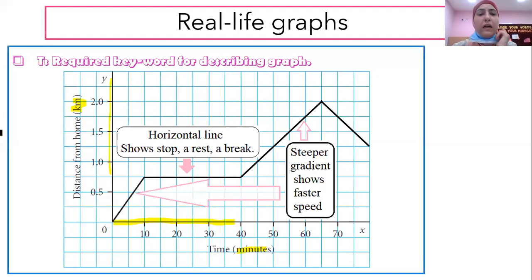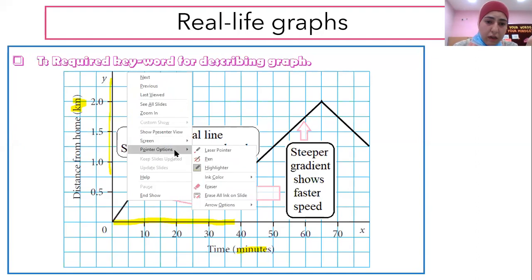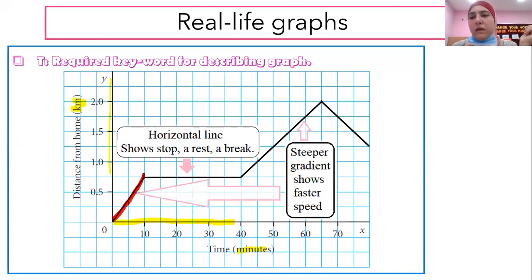So what kind of information can you get? The first thing, when you're looking at the line that is going up, I'm going to change the color. Instead of yellow, let's have red. This one that is going up actually means that the time is going on and I'm spending time. At the same time, the distance is changing. So I have two things changing at the same time, my time and my distance. But if you're looking at the horizontal line, the one I just highlighted, only the time is changing, but the distance is not changing at all, which means you're taking a rest or a break.